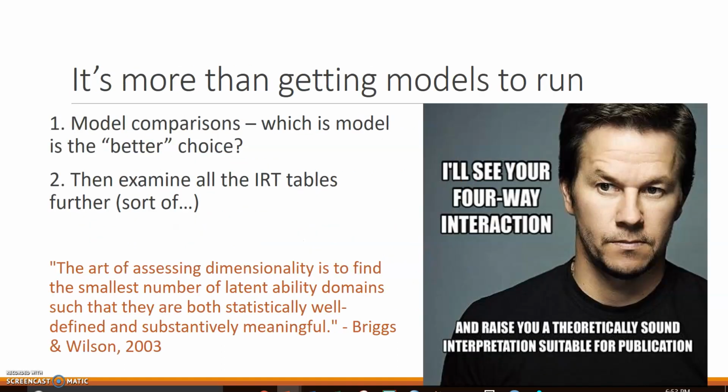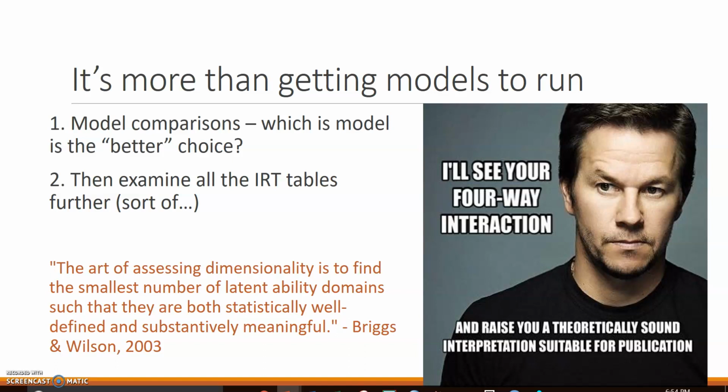So it's a little bit more than just getting models to run with mIRT, although that is the first step. You definitely need a lot larger sample size than some of the Rasch models that we've been doing. And then you get to decide what is best. And so the first step is really those model comparisons. Which model is the better choice that fits the data and fits what you think conceptually. And then you get to examine all the cool IRT tables that we look at.